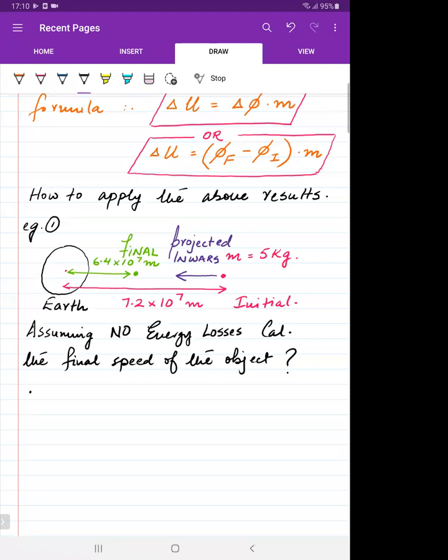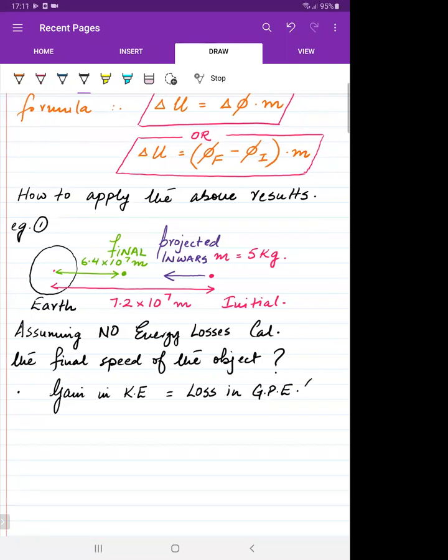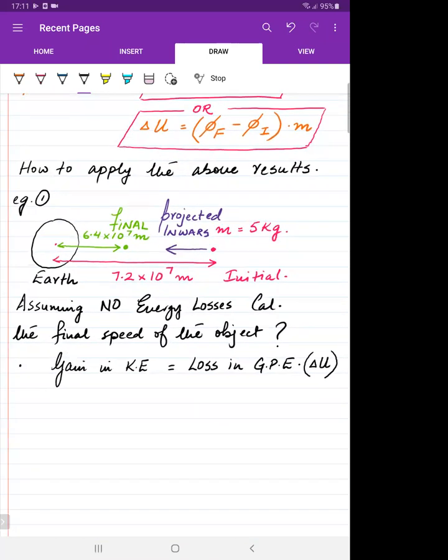So as the object is projected inwards, you would agree that there is going to be a gain in the kinetic energy of the object, and there is going to be a loss in the gravitational potential energy of the object. Okay, I can represent the loss in gravitational potential energy by the symbol delta U. अब फॉर्मूला देख लेते हैं कि अप्लाई कैसे होगा.